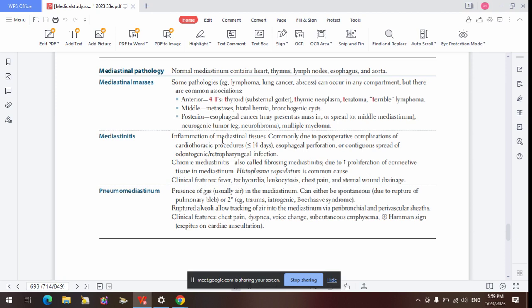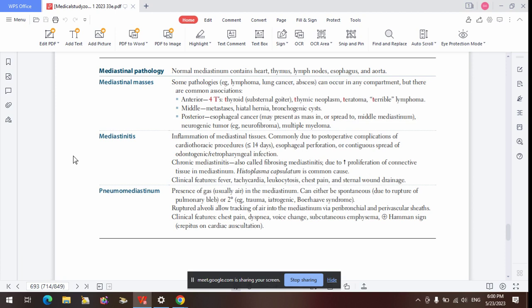Then neurogenic tumor, for example, a neurofibroma that develops from the peripheral nerves emerging from the spinal cord. So you can have a mass from there that compresses on the spinal cord, existing as a mediastinal mass because it's from the spinal cord, and the spinal cord occupies the posterior compartment. So that's that about the masses.